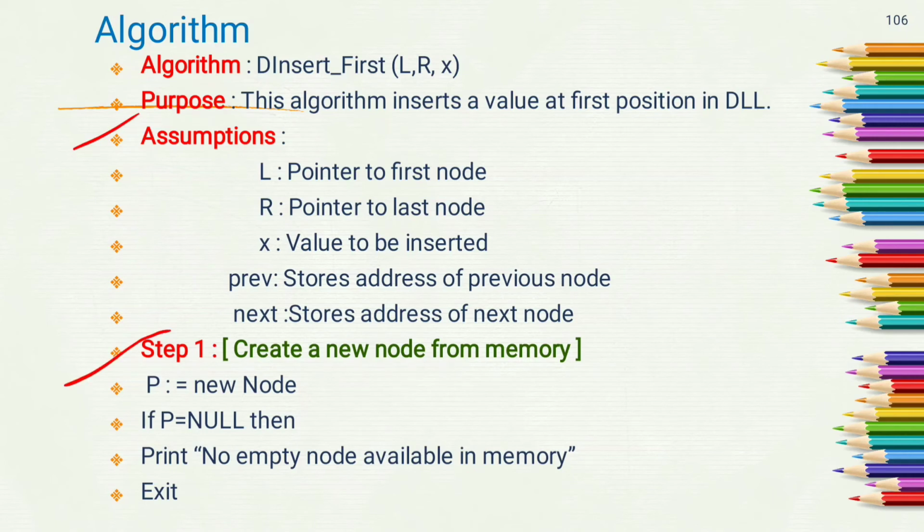Step 1 is create a new node from memory. When we want to insert any node into the doubly linked list, first we have to create a new node from memory. So we have to write P equals new node. If P is equal to null, that means there is no empty node available in memory. So we have to print "no empty node available in memory" and exit from this algorithm. If there is an empty node available in memory, then the address of that node will be stored in P.